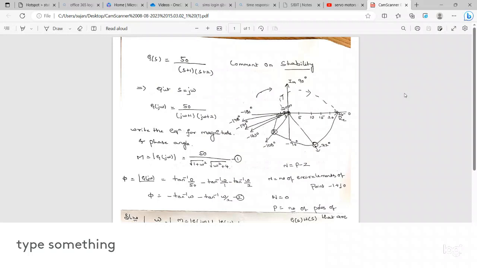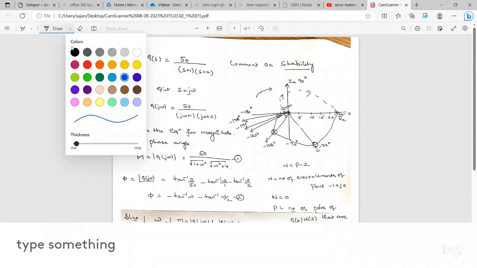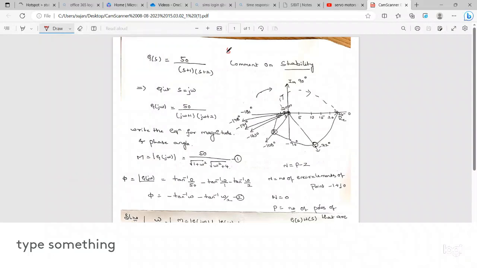Today I am going to explain the Nyquist plot. This is the simple example I have taken for the Nyquist plot, because this is the procedure you need to follow whenever the roots do not have s equal to 0. That is, if the roots have s equal to 0, you do not need to follow this procedure. Okay.